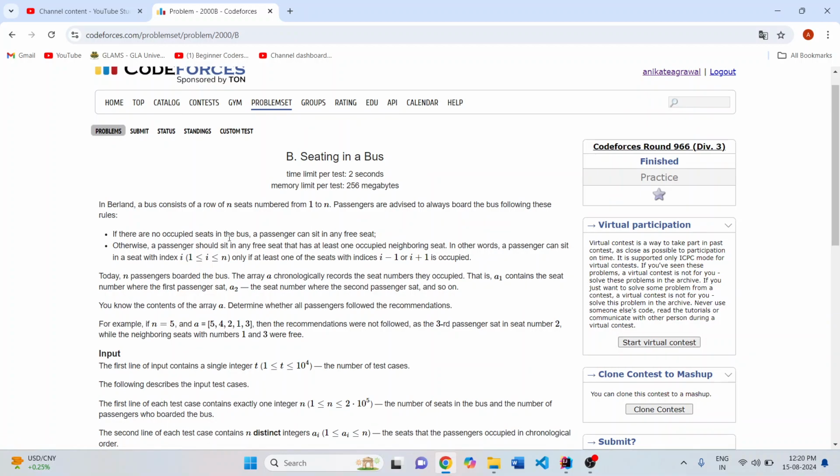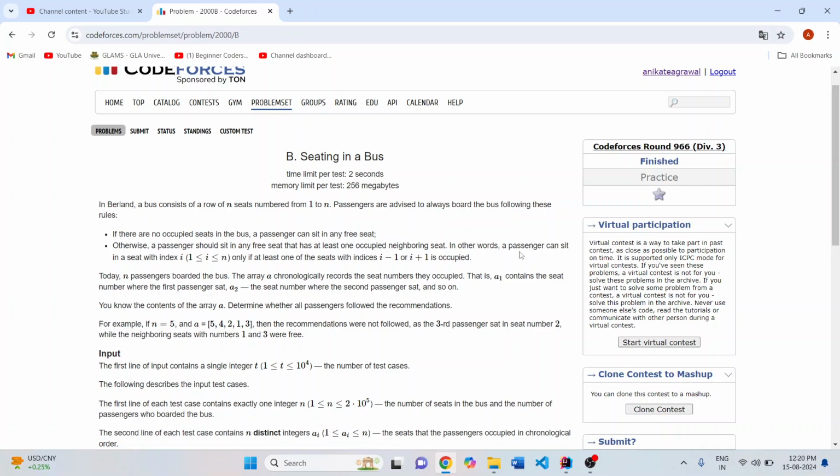In Berlin, a bus consists of a row of n seats numbered 1 to n. Passengers are advised to always board the bus following these rules. If there is no occupied seat in the bus, a passenger can sit in any free seat. Otherwise, a passenger should sit in any free seat that has at least one occupied neighboring seat. In other words, a passenger can sit in a seat with index i, where i is 1 to n, only if at least one of the seats with indices i minus 1 or i plus 1 is occupied.